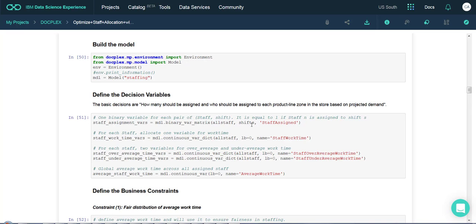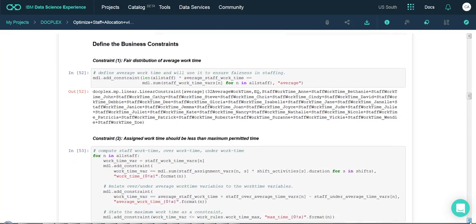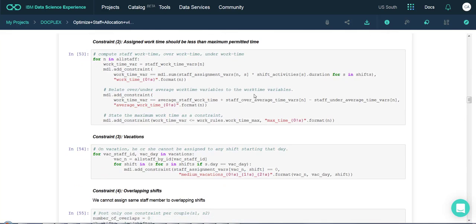To achieve that, we first need to define the business problem as a mathematical model. As part of the problem definition, we need to specify three things. First, we specify the business decisions we are trying to optimize. In this use case, it is all about staff assignments, deciding which staff member is getting assigned to which department, which shift, and for how many working hours.